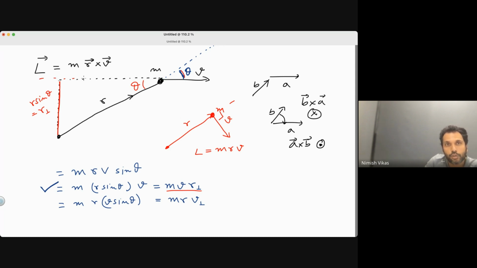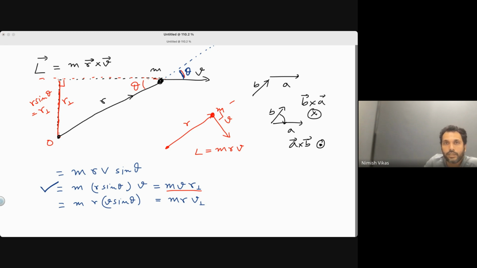So I call it R perpendicular. From the line of motion of V, what was the offset or the perpendicular distance of the velocity vector from the point of consideration? R perpendicular. So if you have an eye on the R perpendicular, then you can simply write MV into R perpendicular. Is that clear, guys?